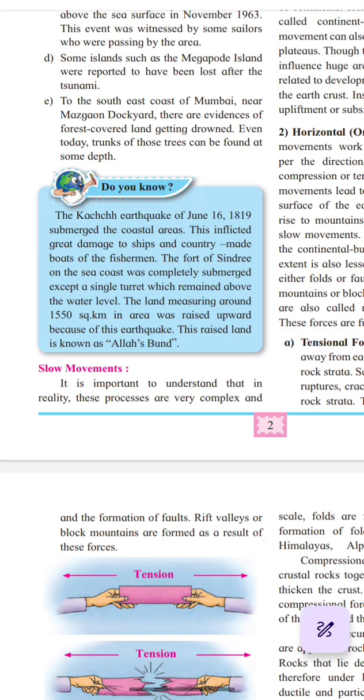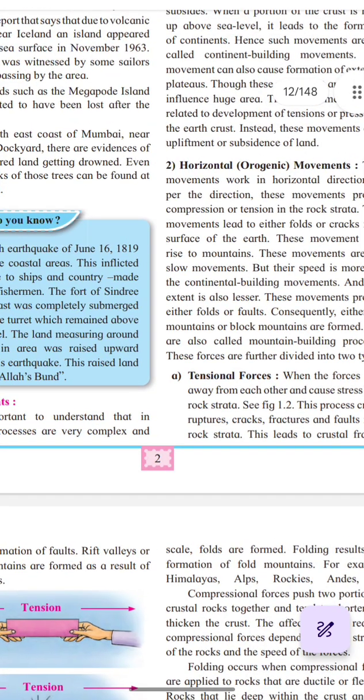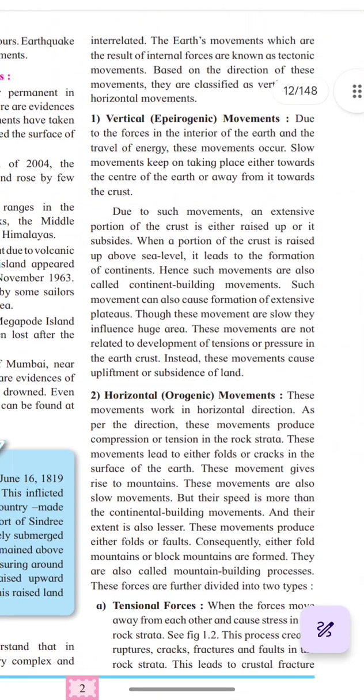Based on the direction of movement, slow movements are divided into two types: vertical or epirogenic movements, and horizontal or orogenic movements. The word epirogenic means continent building. These movements occur because energy from inside the earth pushes large portions of the crust upward or downward. When a large area rises above sea level, it forms a continent. When a broad region rises without forming mountains, it forms a plateau.